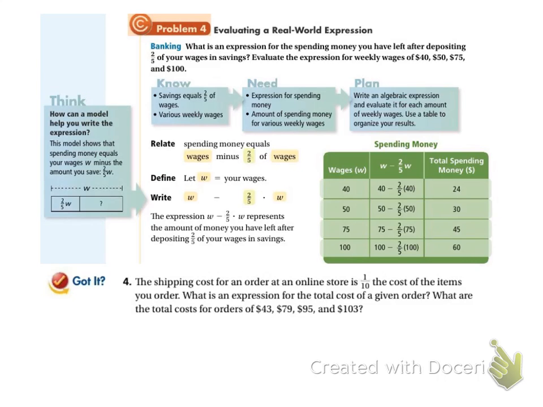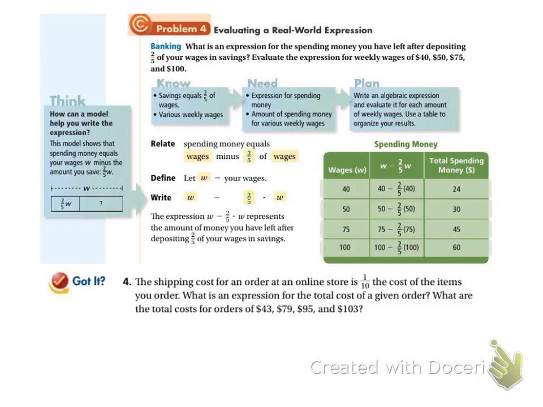Okay, now here's a word problem. They want to know what is an expression for the spending money you have left after depositing 2/5 of your wages in savings. And they want us to evaluate the expression for weekly wages of $40, $50, $75, and $100. Okay, so we know that we're going to be saving 2/5 of our wages. And we're going to have different wages for different weeks. So we need to have an expression for our spending money. And we need the amount of spending money for various weekly wages.